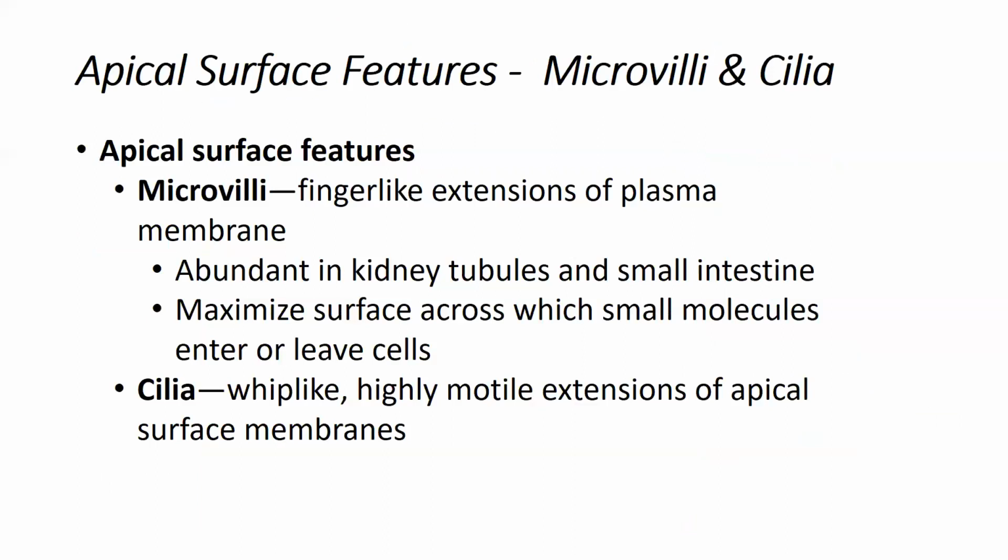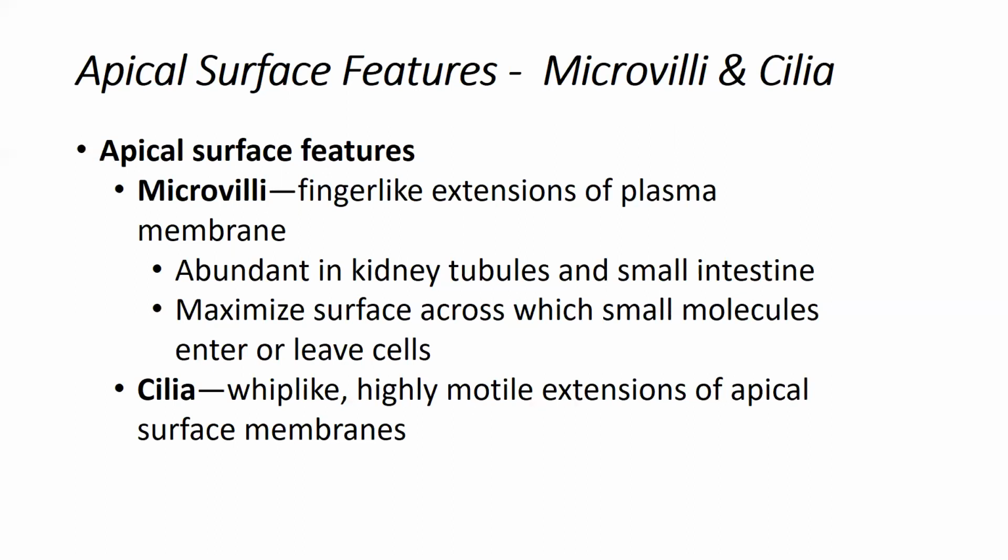All right, so we're going to talk about apical surface features. There are two important modifications or features of the apical side of the cell. Those are microvilli and cilia. Microvilli are the finger-like extensions of the plasma membrane. And when I say finger-like, I mean they're going to go up and down, right? And this increases surface area.